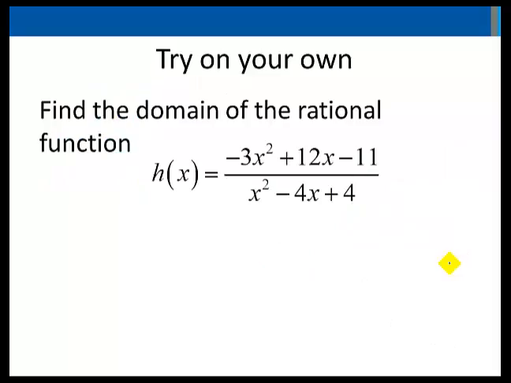Try on your own. Find the domain of the rational function h of x equals negative 3x squared plus 12x minus 11 over x squared minus 4x plus 4.